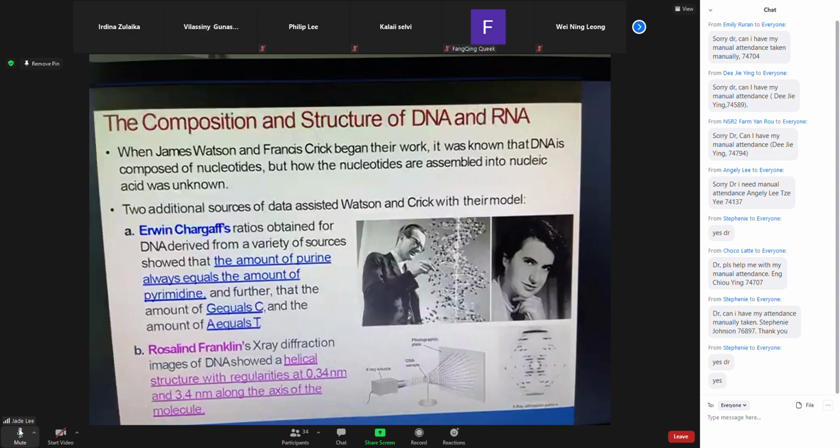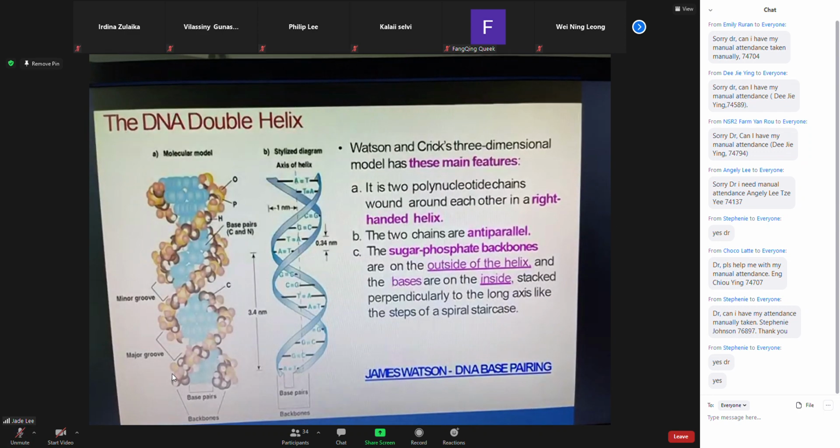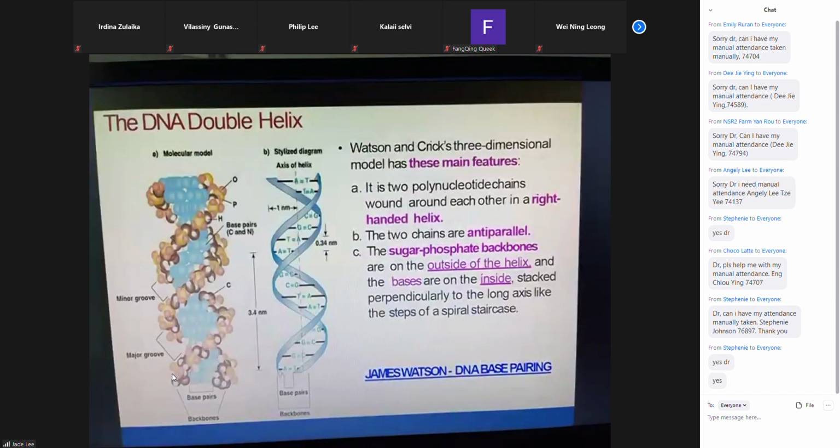Okay, doctor. Now the DNA double helix. We all know that our DNA is a double helix. So what is a double helix? There are three main features. First, it is two polynucleotide chains wound around each other in a right-handed helix. You can try to draw that. Take two pencils, tape them together, and then you can draw something like this.